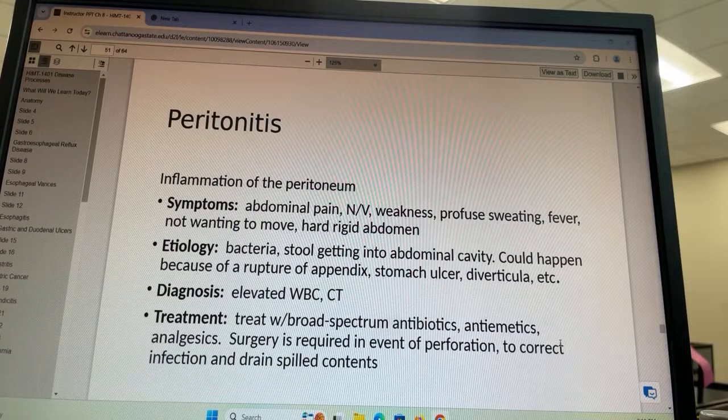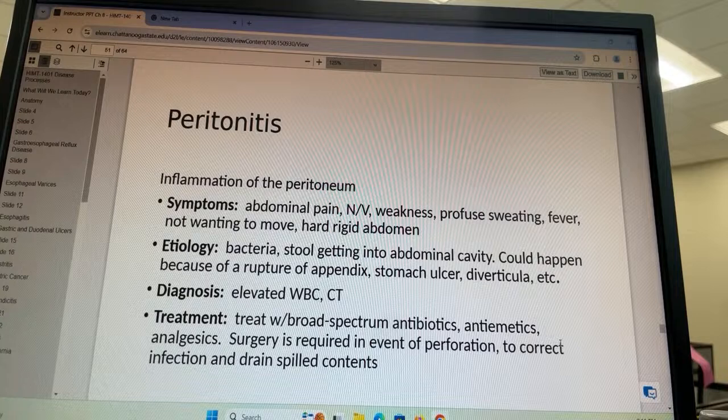If a diverticula or diverticulitis ruptures and gets into the abdominal cavity, you can get peritonitis. If a stomach ulcer goes all the way through the stomach and contents leak into the abdomen, you can get peritonitis. See what I'm saying? So there's lots of different things that can cause it.